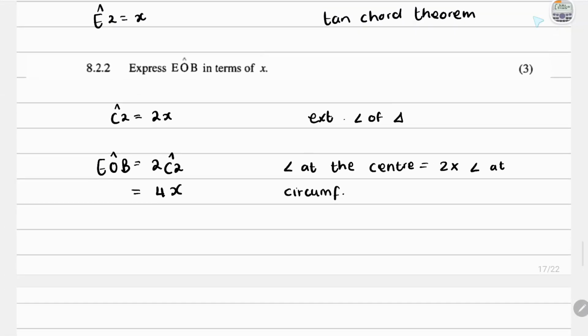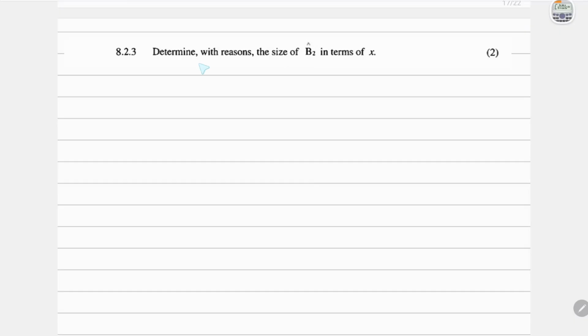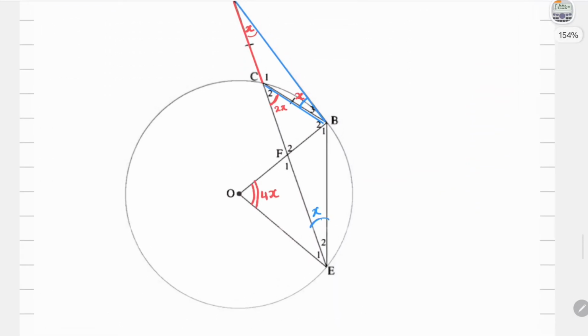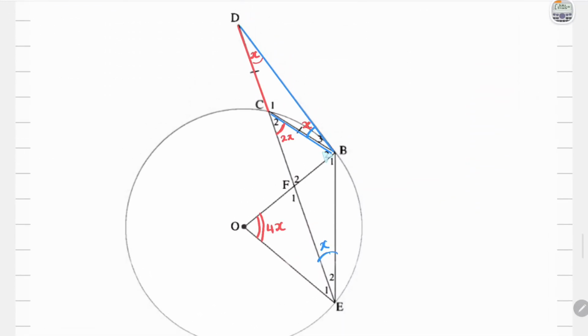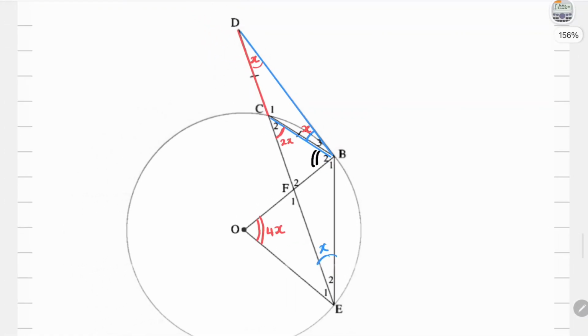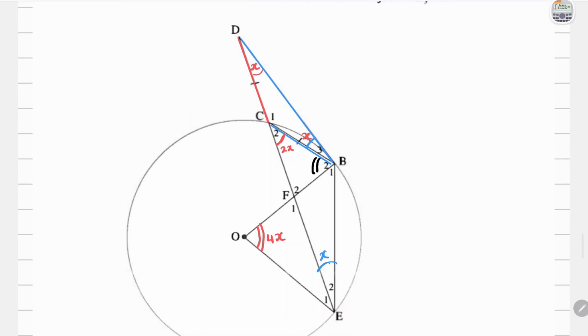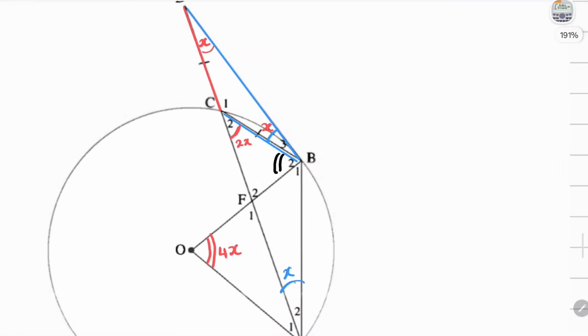Moving on to the next question. Question 8.2.3 says, determine with reasons the size of angle B2 in terms of x. So this is what we have. And to find angle B2, since it's this angle over here, we're just going to have to see what exactly angle B2 is. Where is it? We can see that it's at the circumference, but unfortunately, it's not being supported by a chord. As you can see, it's being supported by CO. That's not a chord. That's at the circumference and at the center. So we can't really apply any theorem like that.